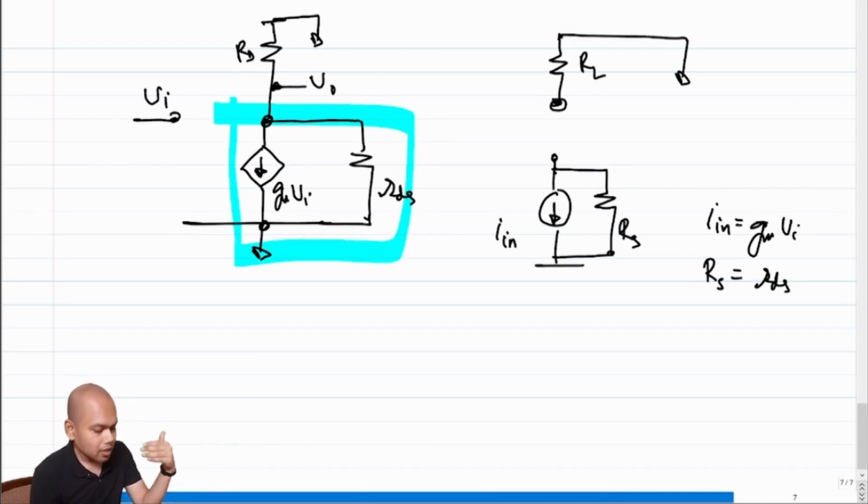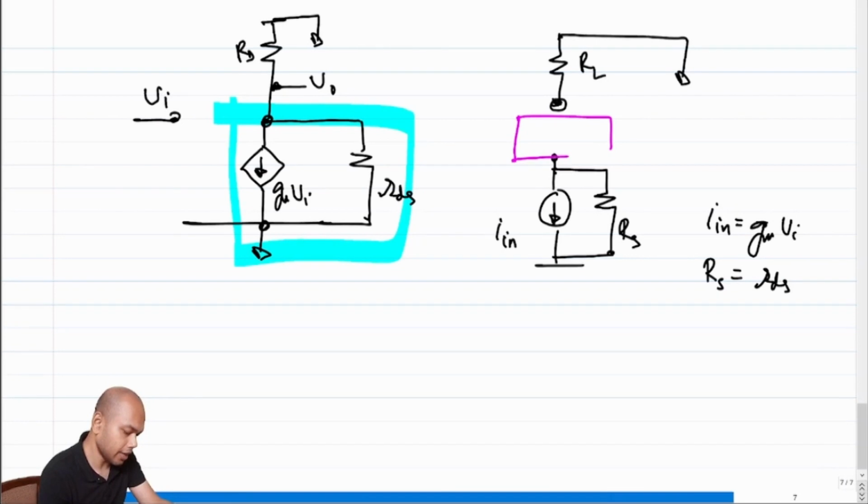So again, what is the problem statement? The problem statement is I need to push in this current I in, almost the entirety of I in, into RL, even though there is an internal resistance to this current source. So what I am asking is, is there a contraption that I can put in here that will do the job?